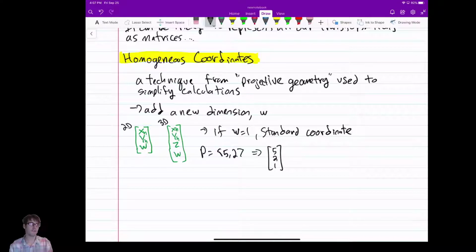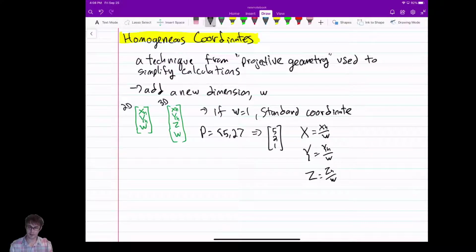Now to go from homogeneous coordinates to regular coordinates, I take x homogeneous and divide it by the w. Y is the y in the homogeneous coordinates divided by the w, and so on for every dimension you have. So all that you do is you divide by w, including the w itself, so it becomes 1. So we normalize back to w of 1, and we bring everything back with it.